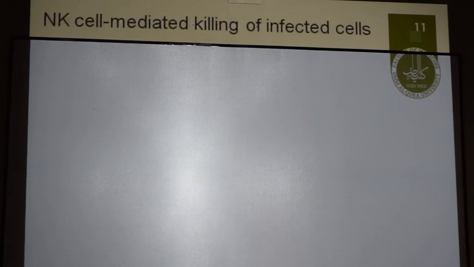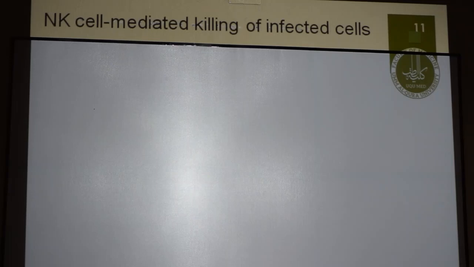Now the next cell, the NK cell, natural killer cell mediated killing of the infected cells. Yes, please. So aren't neutrophils specific for bacteria? Yes, they are very specific for bacterial infection, but it does not mean that they do not participate at all in the viral infection. They will do as much as they can. Definitely it is quite less in percentage. They are very strongly involved in the bacterial infections.